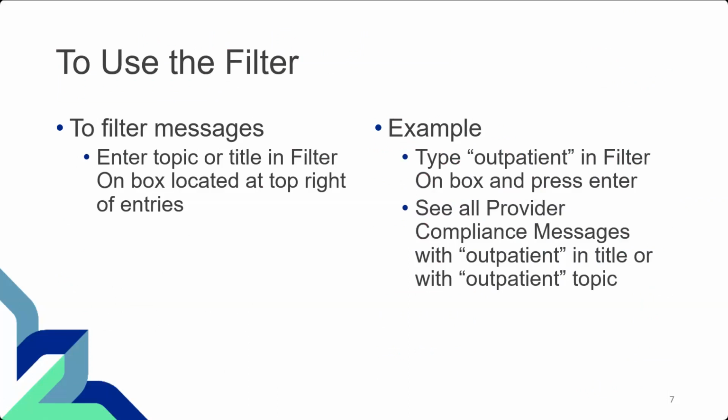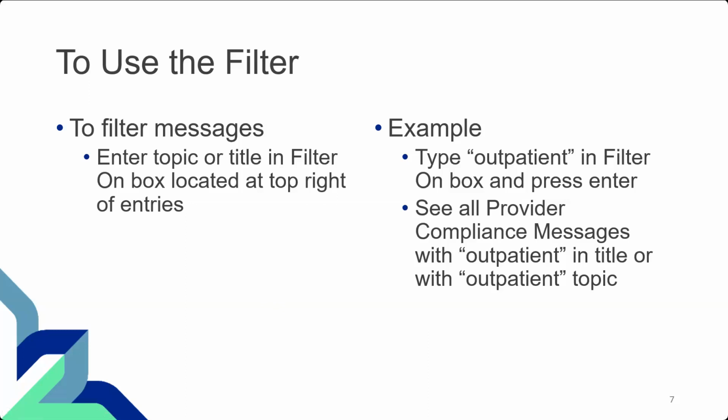You can choose to set a filter to view only those items that match the word or the date that you're filtering for, but it is important to note that when you're using the filter on the web page, it's going to bring matches only for words or dates that appear in the title and the date column. So to filter messages, you enter the topic or the title in the filter on box located on the top right, and I'll show you that in just a minute.